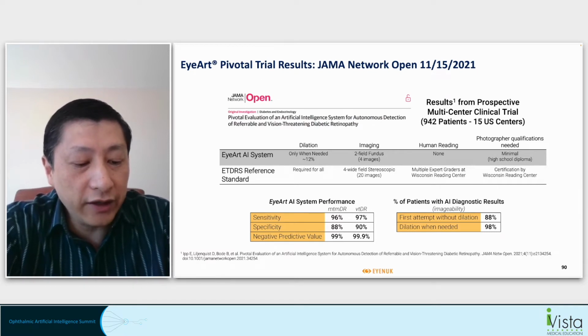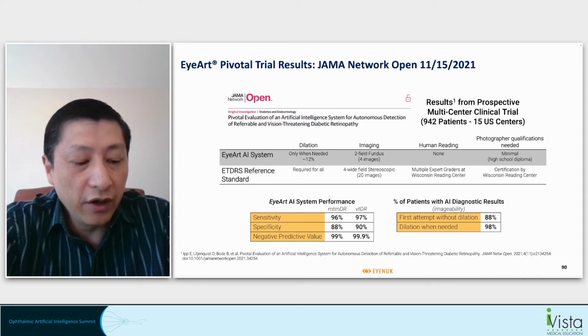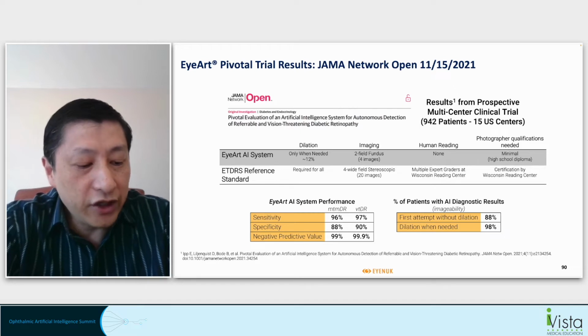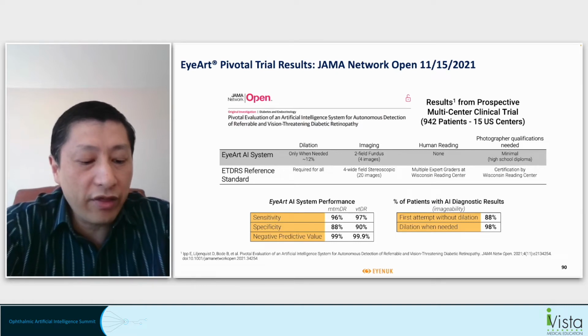So how was this study done? The IR results were based on undilated 2-field fundus images by novice operators, which were then compared against the ETDRS reference standard generated by leading US reading centers, expert readers. They use, obviously, stereoscopic 4 wide-field images acquired with dilation.